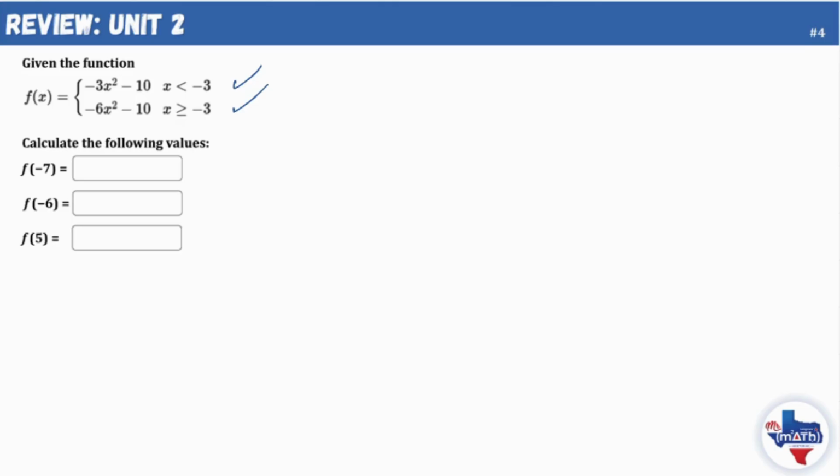So a good strategy here is actually to draw the intervals. Okay, we know here is positive infinity, negative infinity. So when it's less than negative 3, so here, and when it's greater than or equal to negative 3. Okay, when it's less than negative 3, I know the behavior is negative 3x squared minus 10. And when it's greater than or equal to negative 3, it's going to be negative 6x squared minus 10.